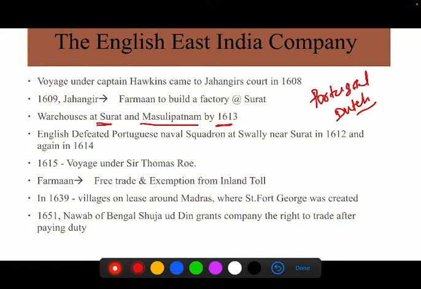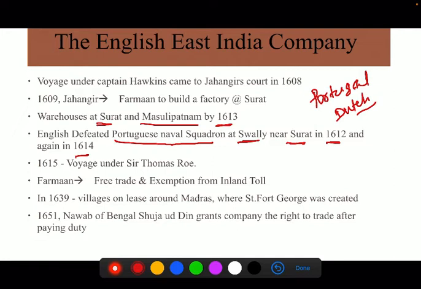To gain the supremacy, they defeated the Portuguese naval squadron at Swali near Surat in 1612 and 1614. This gave hope to the Mughals. Mughals were very annoyed and very frustrated by Portugal, as Portuguese were having their dominance over the Persian Gulf and Red Sea area, so they were not allowing our trade to take place without any hindrance. They were creating a lot of hindrance. So Jahangir became happy that he got one other option who can defeat the Portuguese, and the Portuguese can go away.